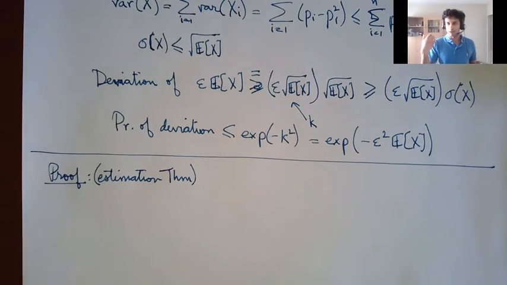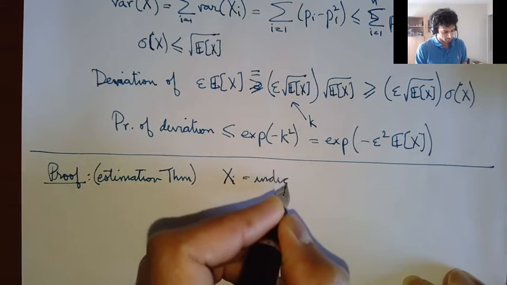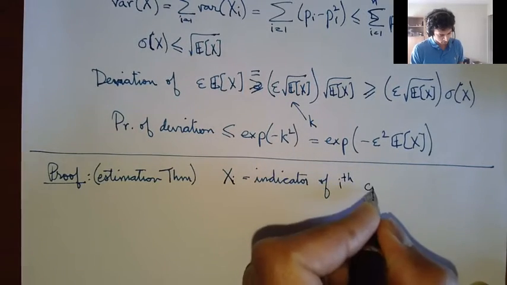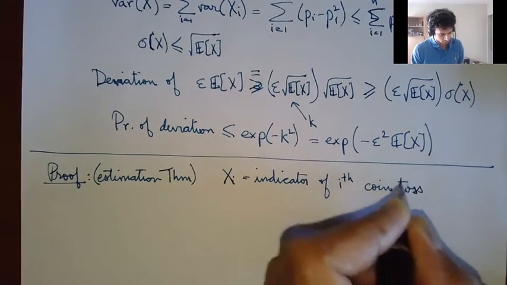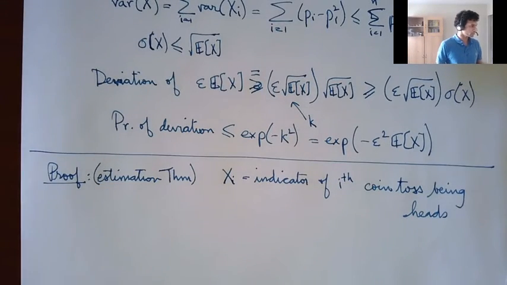So again, you'll see the usual game that we play here. We'll say xi is the indicator for the ith coin toss being heads, right? So that will be our variable. Sorry, let me just pull up the windows here. Okay.